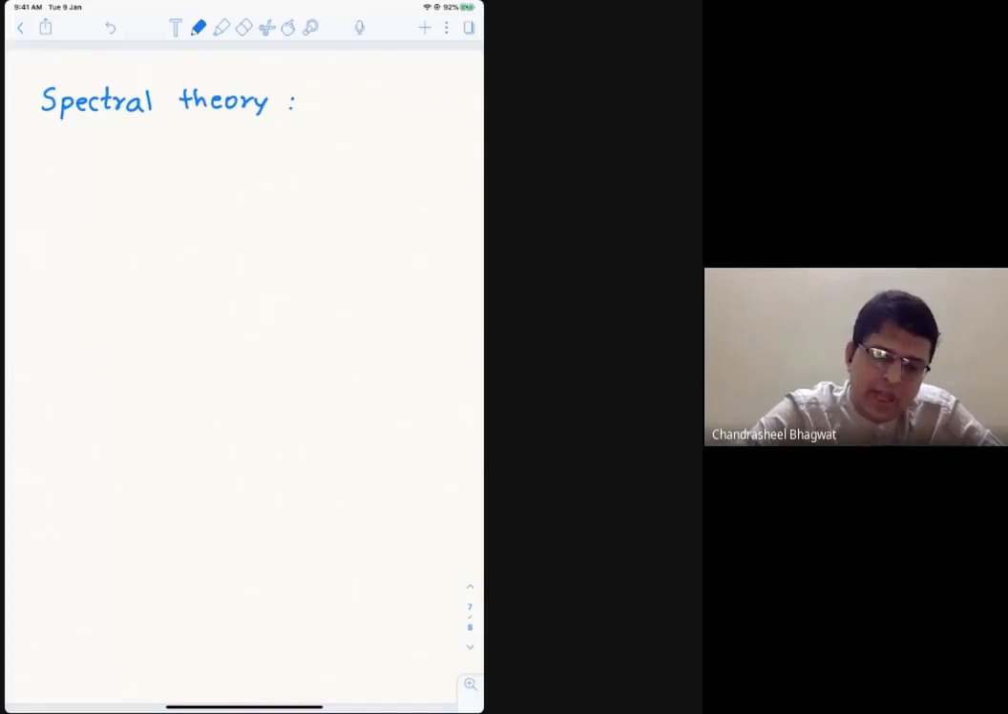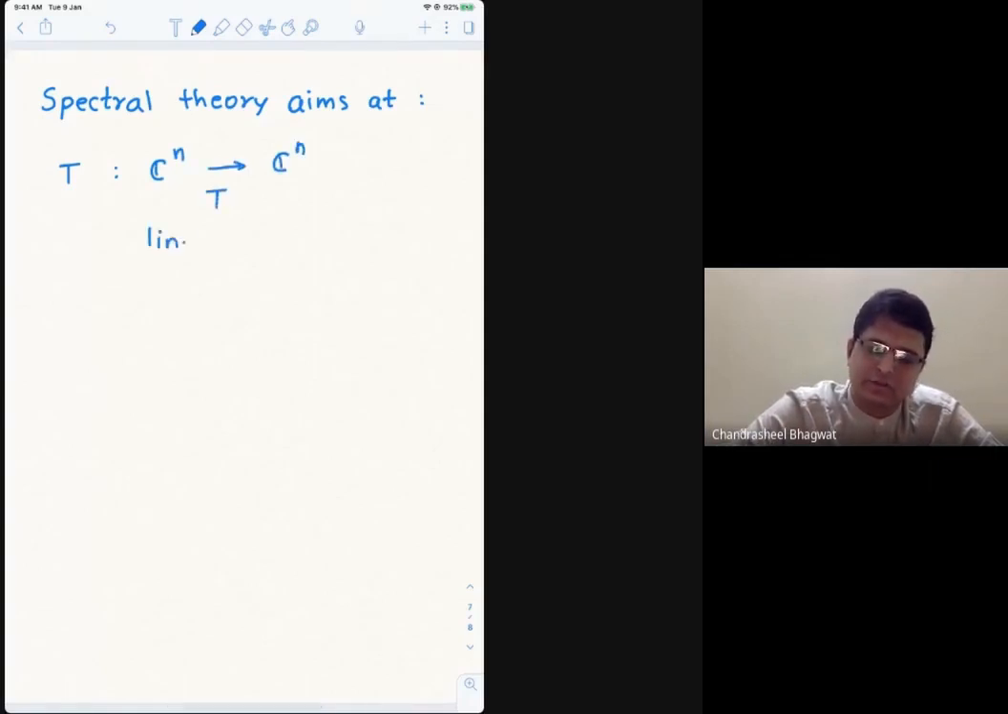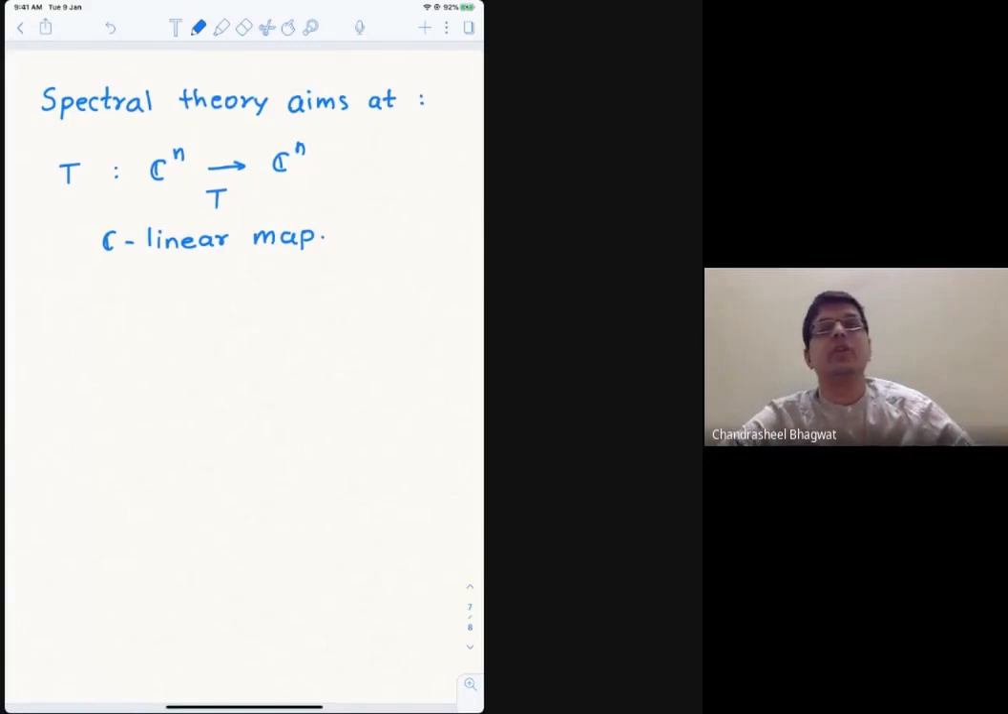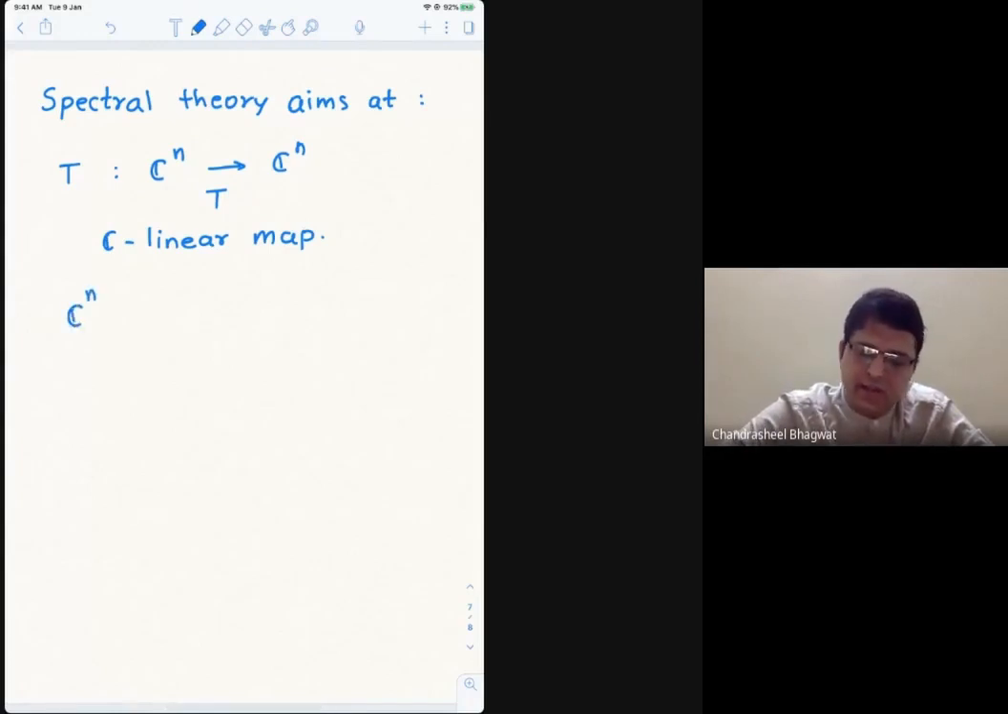So the spectral theory aims at the following thing. Let me be a little brief here. I don't want to convert this into a full-blown lecture on spectral theory. I'll just say the bare minimum essentials. So what you want is, for example, you think of a matrix T, and you can think of this matrix T as a linear map from C^n to C^n. It's a C-linear map, because we are talking about complex numbers, but you can replace C by any field, as I said earlier. What I want is to describe C^n in the following way.